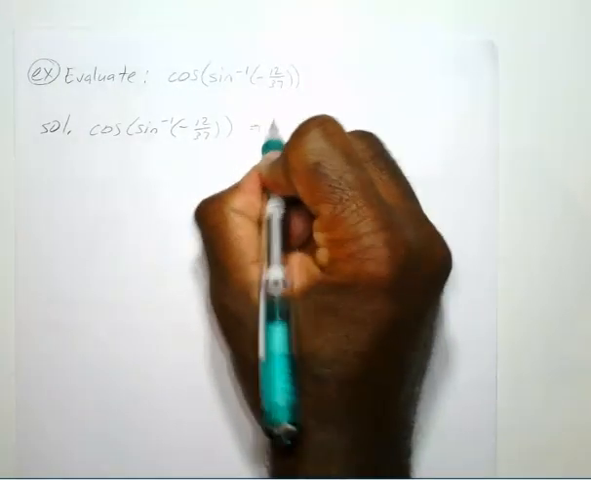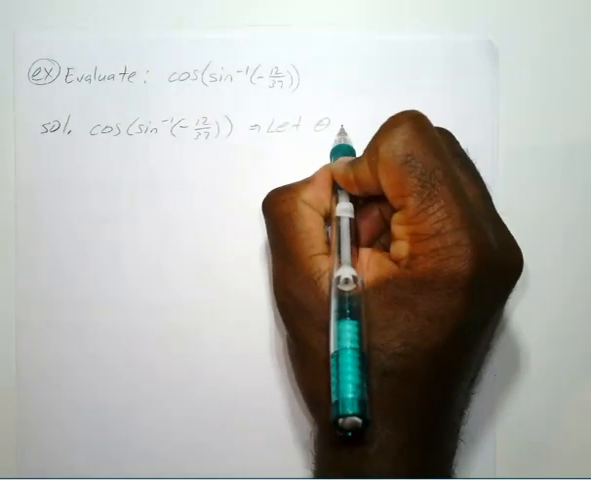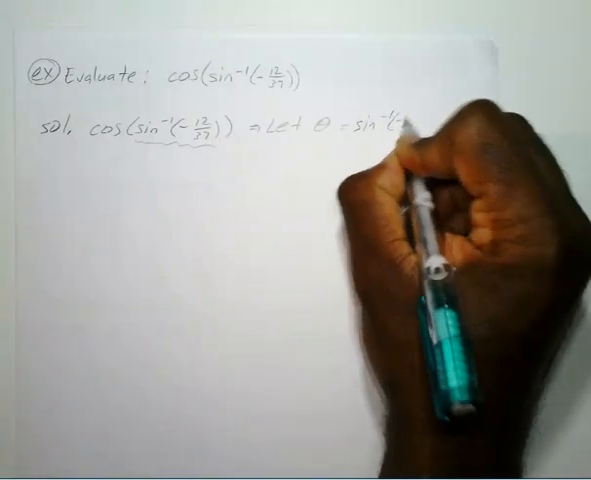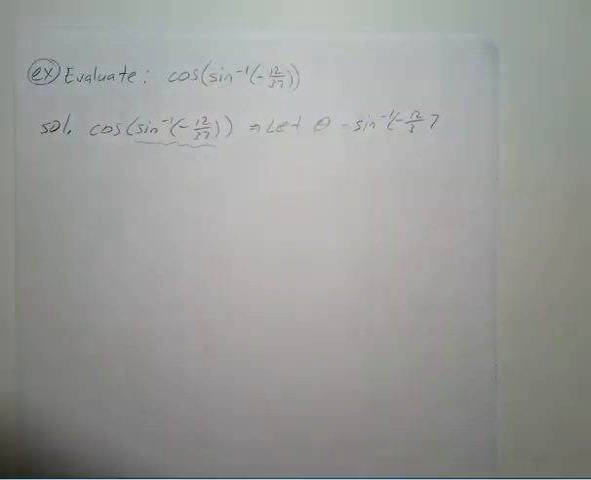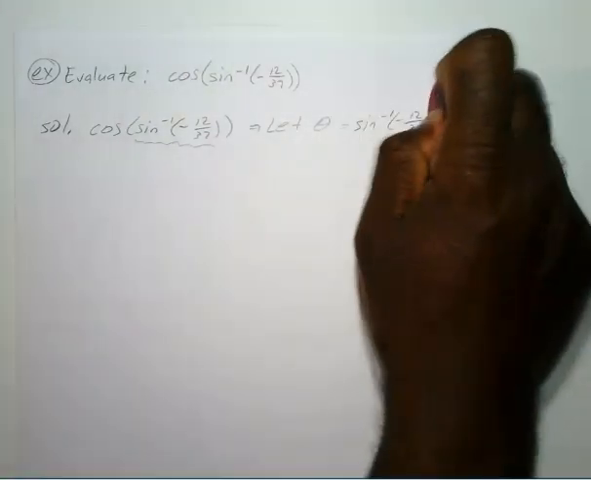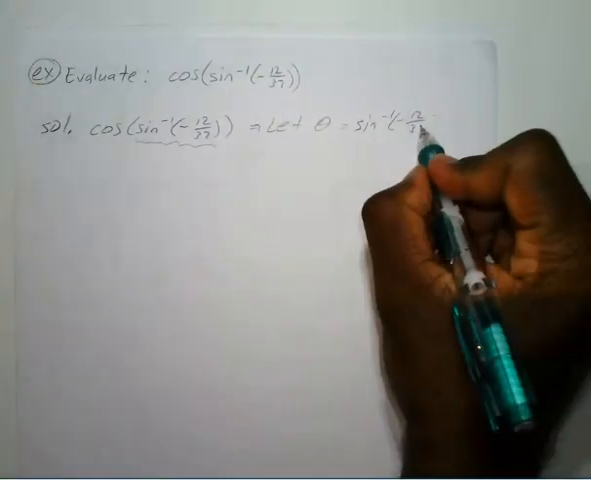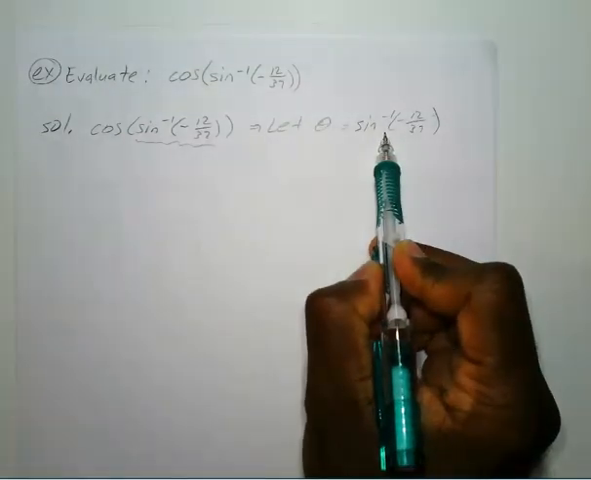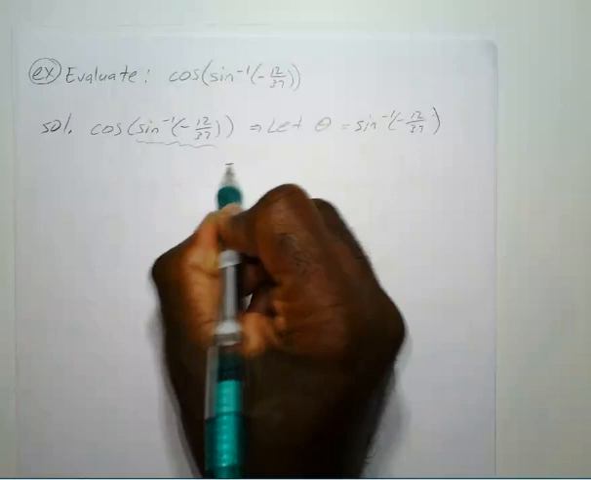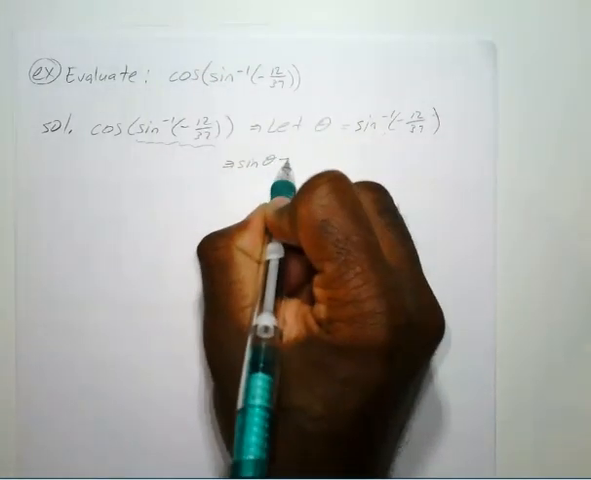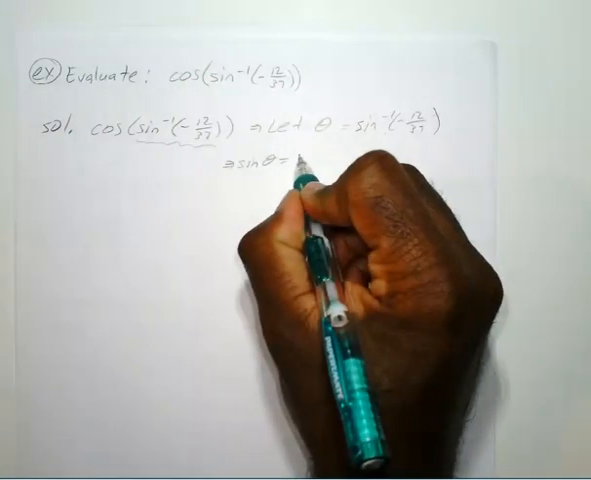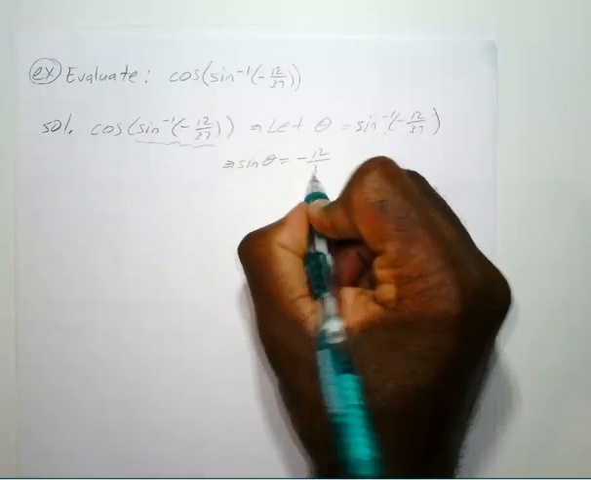What if we let theta equal our sine inverse function? Oops, I put my 7 on the outside there when I should have put it in the denominator. There we go. If we apply sine to both sides, then the sine and the sine inverse cancel out. So sine of theta equals negative 12 over 37.